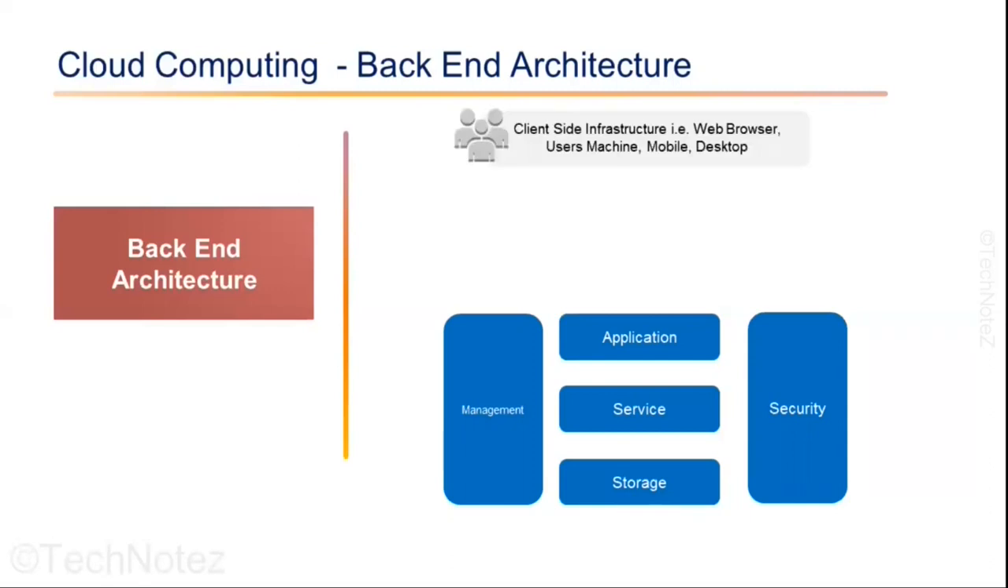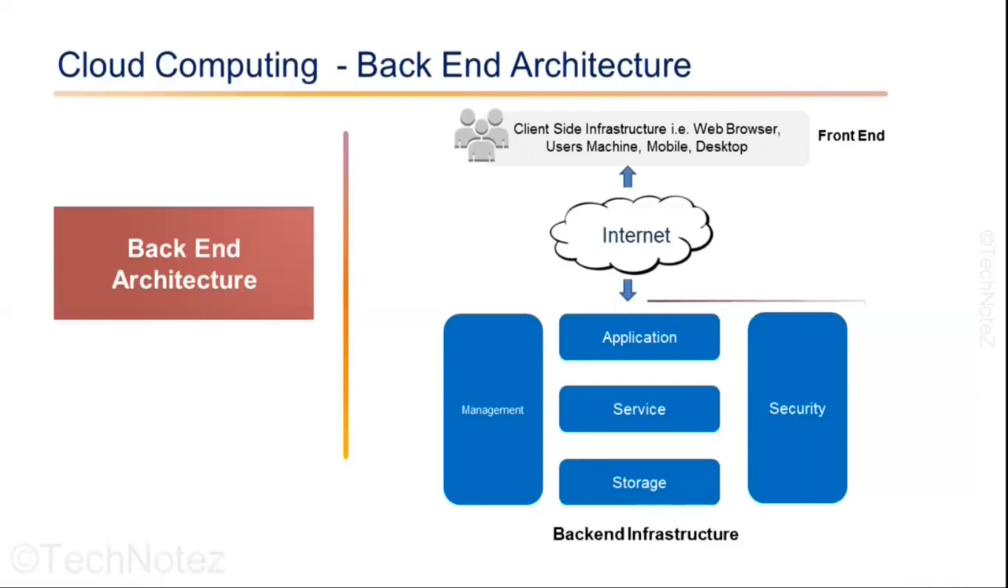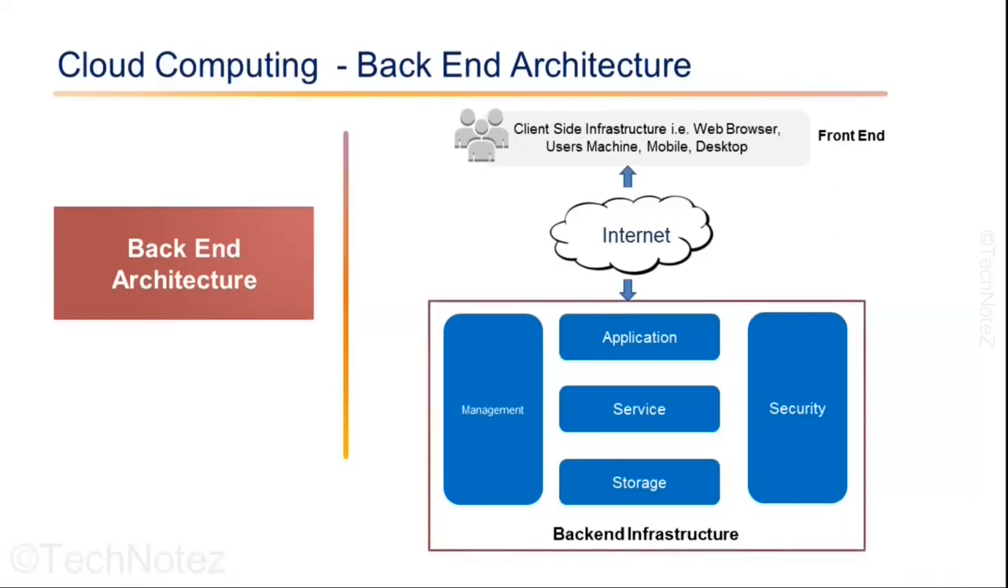You open a web browser on your laptop, desktop, or phone to access your cloud hosted application via internet. The web browser or your laptop desktop is the front end, and the server where your application is actually hosted is the backend. Overall, cloud computing backend architecture is designed to provide the infrastructure and services to support the delivery of the cloud application. I hope you have got some basic clarity of the cloud computing architecture.